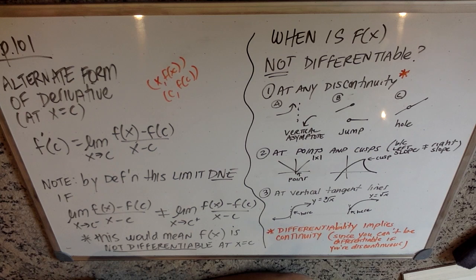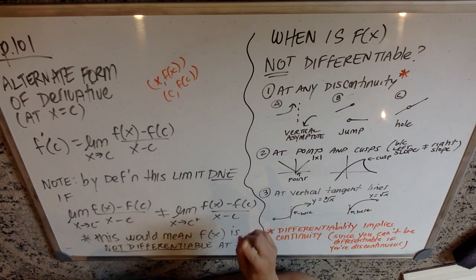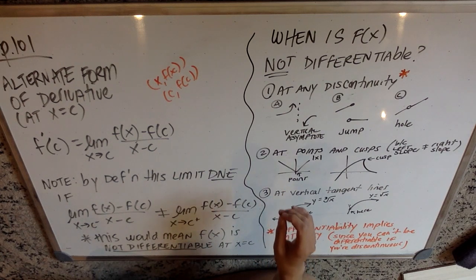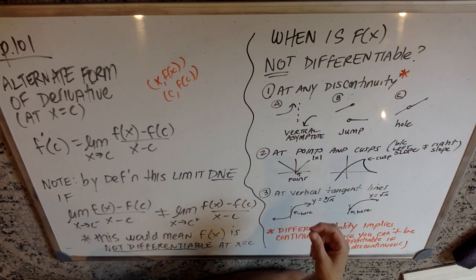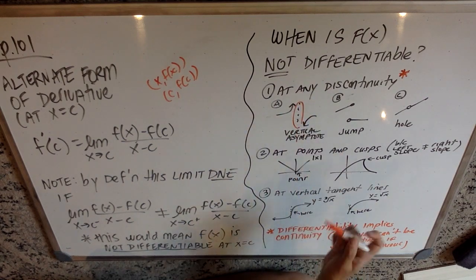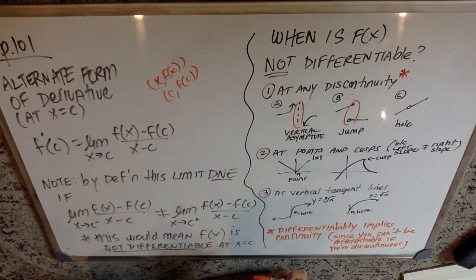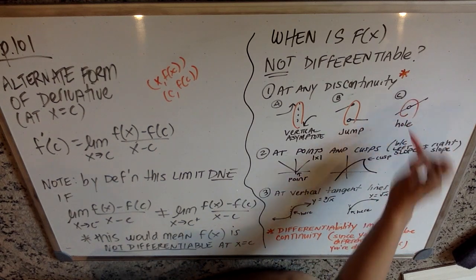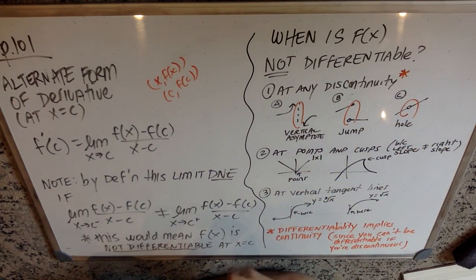So now let's walk through the visual. There's only a handful of ways a graph can be not differentiable. And if you know those handful of ways, then it's pretty easy to spot. Number one, a graph is not differentiable if it is discontinuous. So if there is a vertical asymptote, the graph would not be differentiable right there. If there's a jump, the graph would not be differentiable right there. If there's a hole, the graph would not be differentiable right there. Okay, so that's one. Number two, sharp points or cusps.